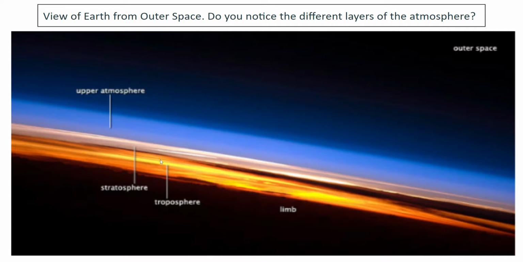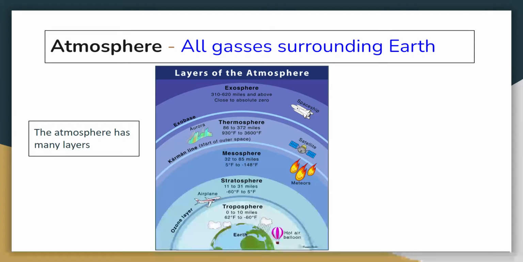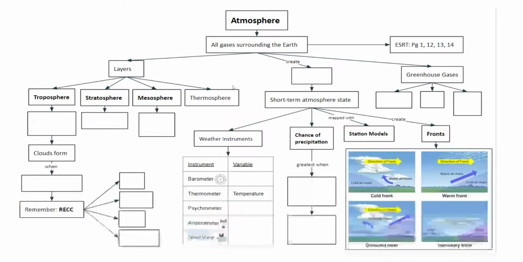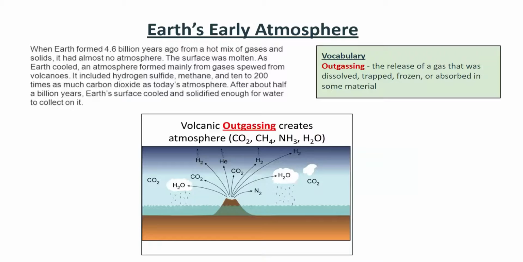So when you look at Earth from outer space, there's definitely some layers that you can see in the atmosphere, and that's exactly what we're going to be talking about today, the different layers of the atmosphere. So what is the atmosphere? The atmosphere is all the gases surrounding the Earth. And the gases surrounding the Earth actually have many layers, as you can see here. So make sure you have your note packet out and make sure you're on this page.